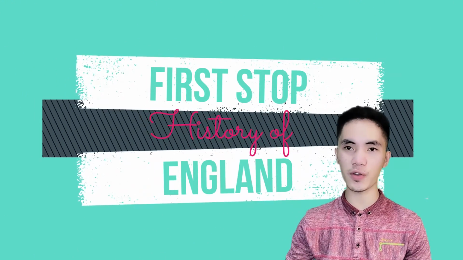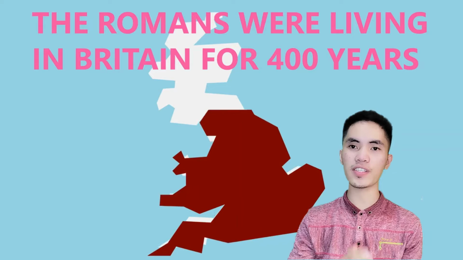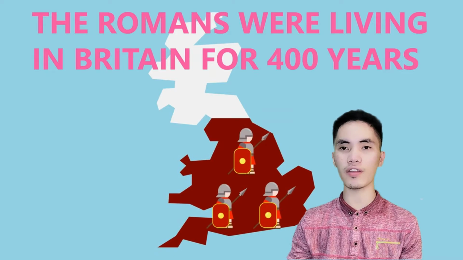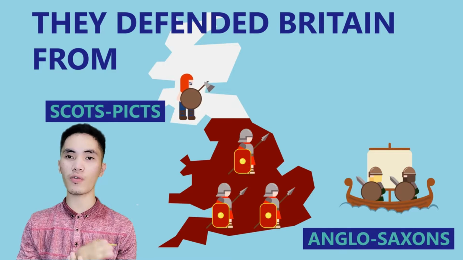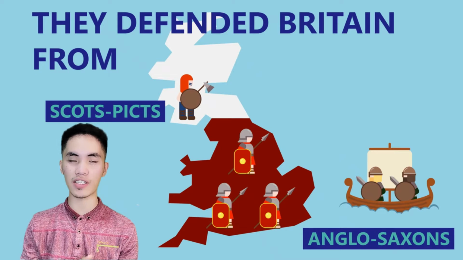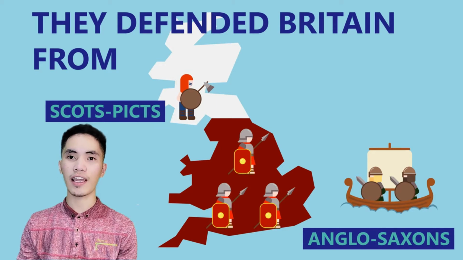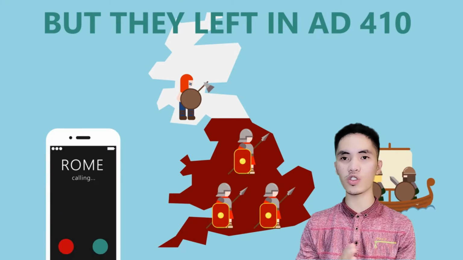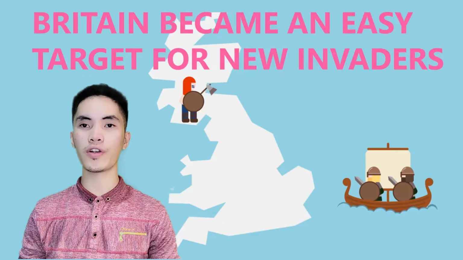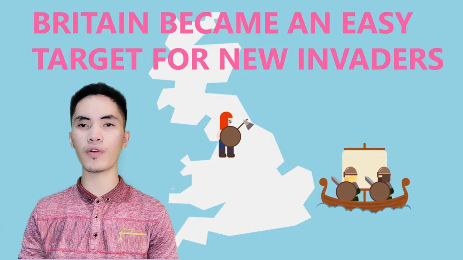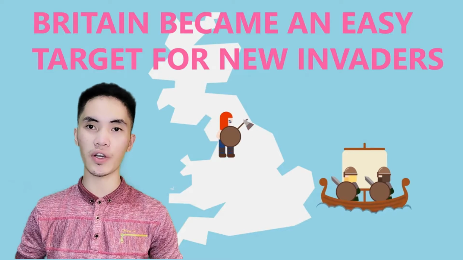First step is the history of England. First is that the Romans dominated Britain for almost 400 years. They defended Britain against the Scot Picts and the Anglo-Saxons. However, in the year 410 Anno Domini, the Romans left Britain. From that point onwards, Britain was wide open to invaders and became their easy target.